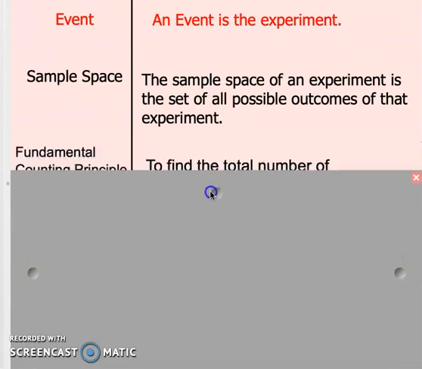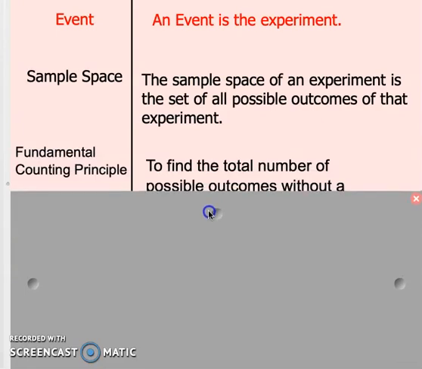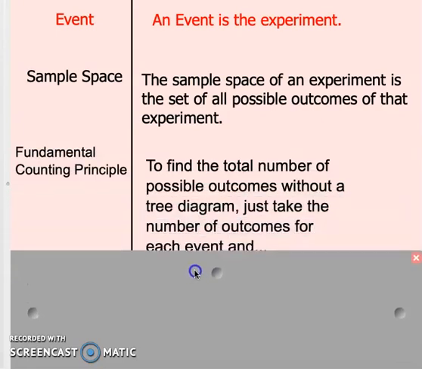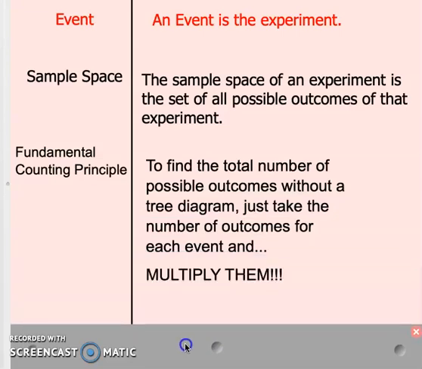So, the fundamental counting principle says to find the total number of possible outcomes without a tree diagram, just take the number of outcomes for each event, and you ready for this? Multiply them. That's it. Some of you may have already noticed this pattern when you were doing your tree diagrams, but we're going to take a look at it specifically and figure out how to come up with the number of total possible outcomes without even having to draw it. Okay, so once you have that down, get ready to go on to the next slide.